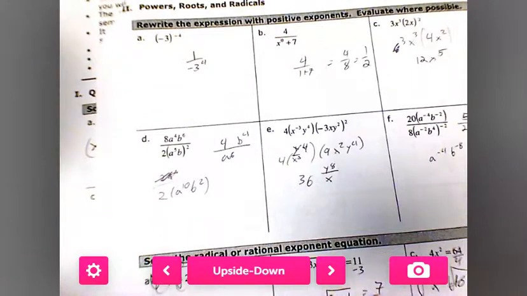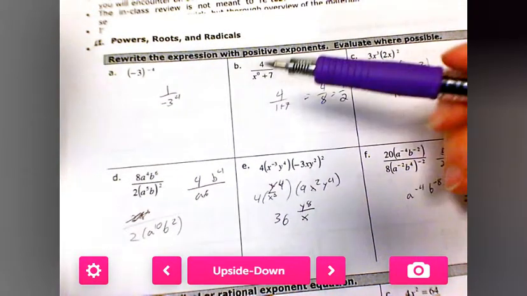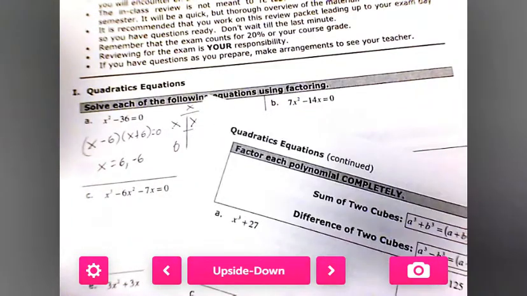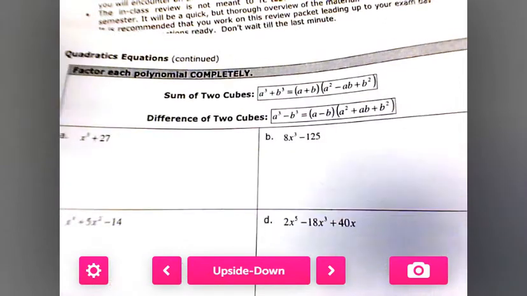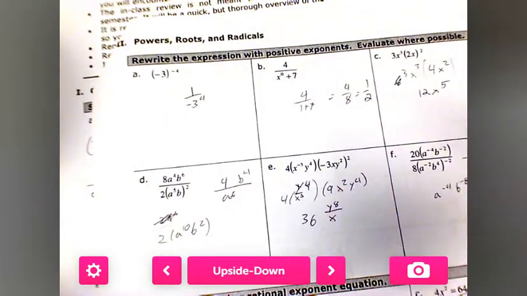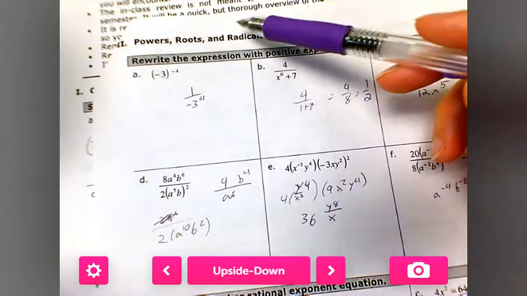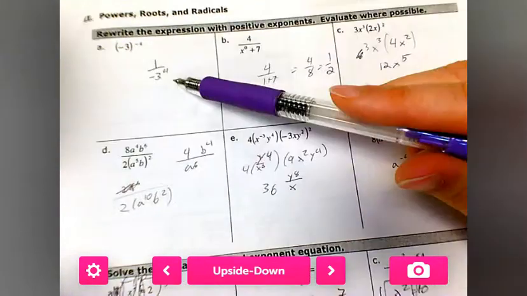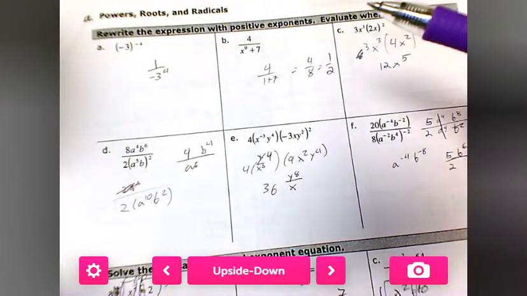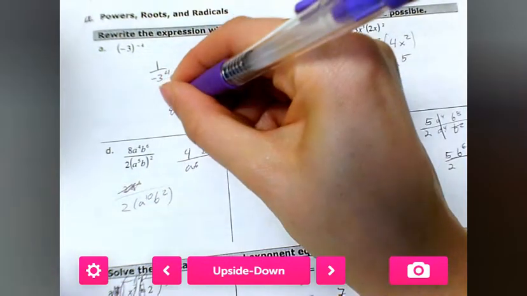Second page we're looking at. A reminder, you do not have to do the back of the first page. That was a copying error. So we're on powers, roots, and radicals. A is 1 over negative 3 to the 4th, or 1 over 81.